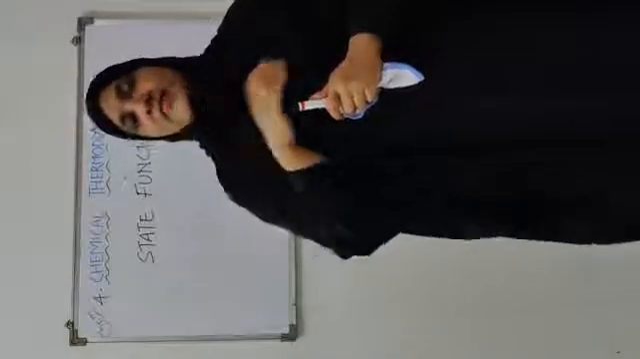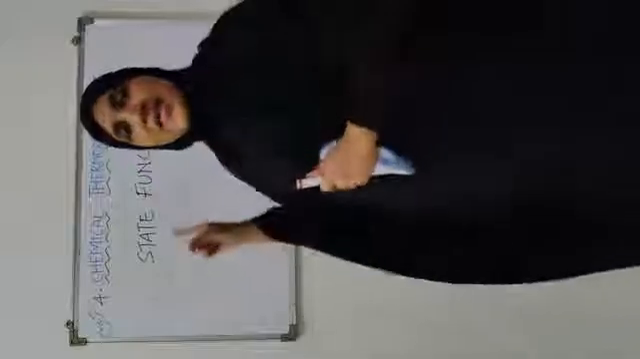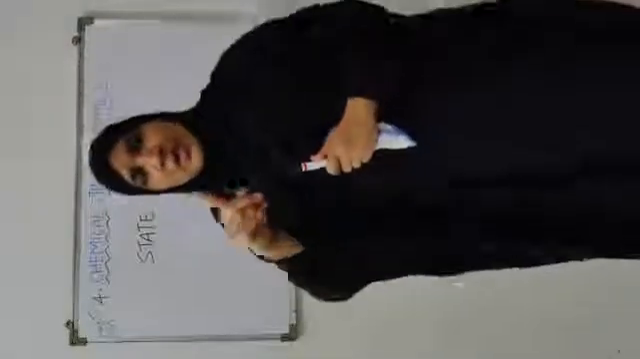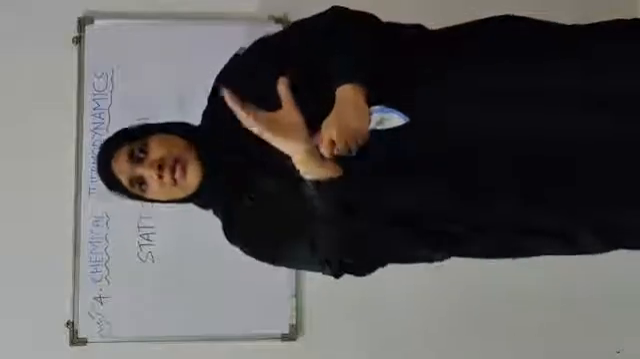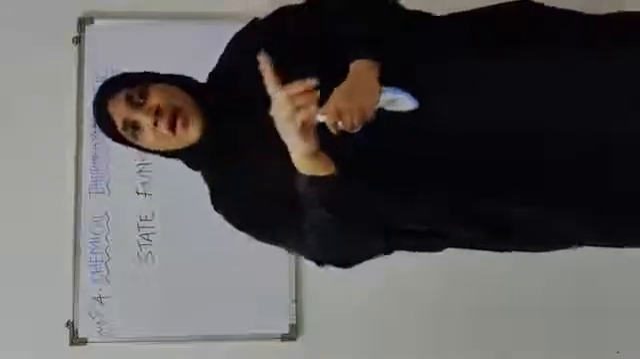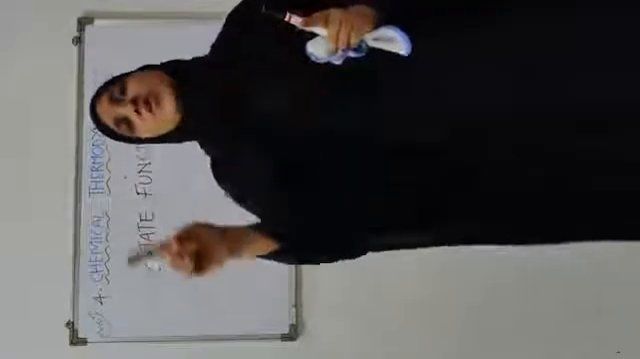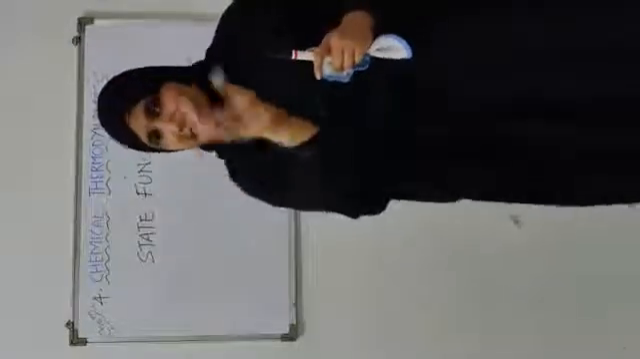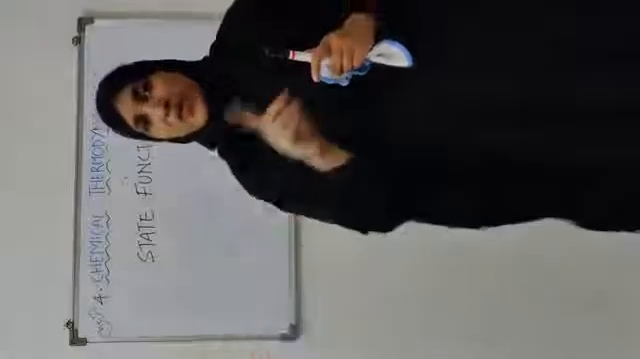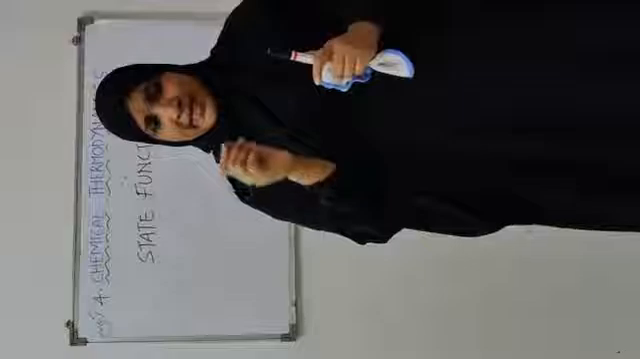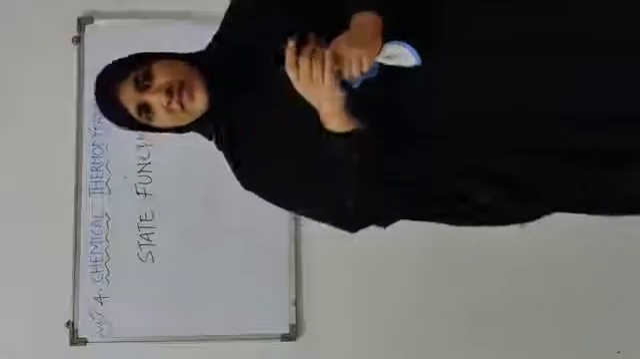Now these state variables are also termed as state functions. Why are they called state functions? Because their value does not depend on how the system has moved from one state to another state. It is independent of the path followed by the system to reach any particular state, and it depends only on the current state of the system.